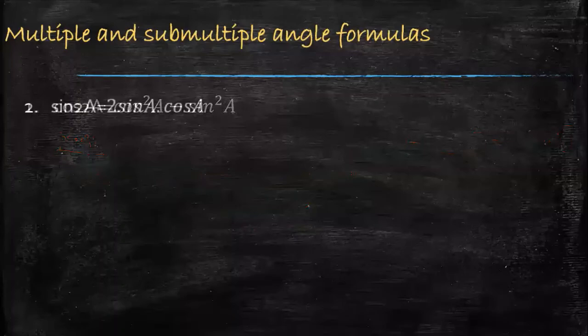Now the next formula we are going to see is the second one, sin 2A. Now we are finding the sin function of 2A. Sin 2A is equal to 2 sin A into cos A. Now let us prove this.